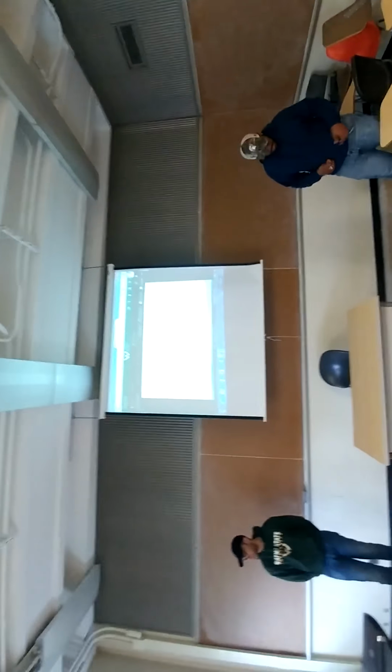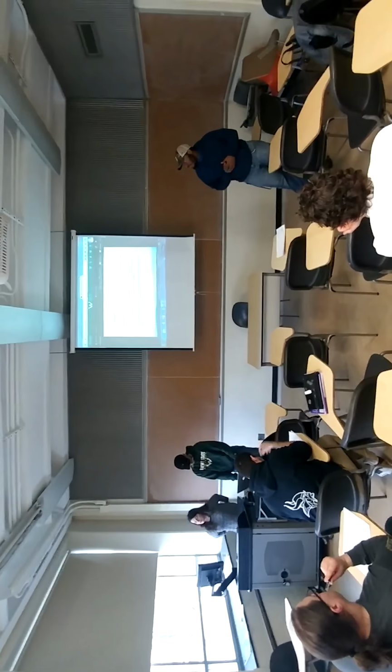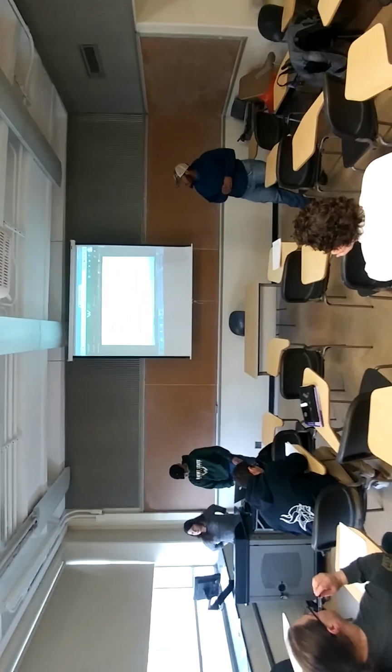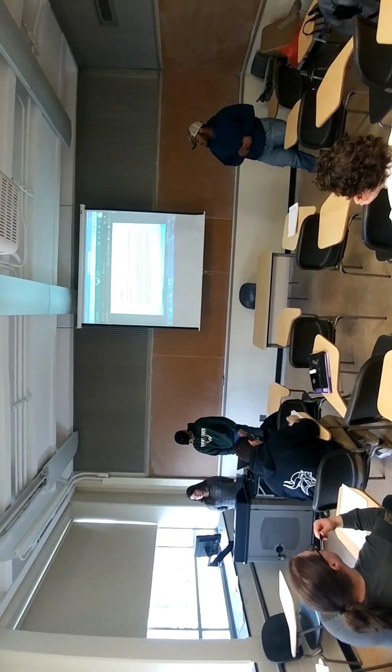Denote R to be the region between the graph of f and the x-axis on 1 to infinity. Let S be the horn generated by revolving R around the x-axis. Can you fill the horn with 3 cubic units of paint? If not, how much paint is needed if it's possible?